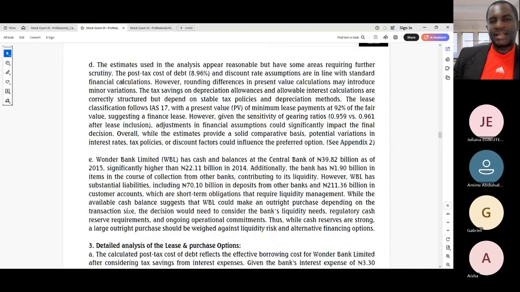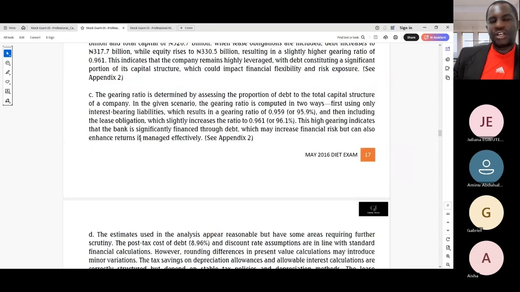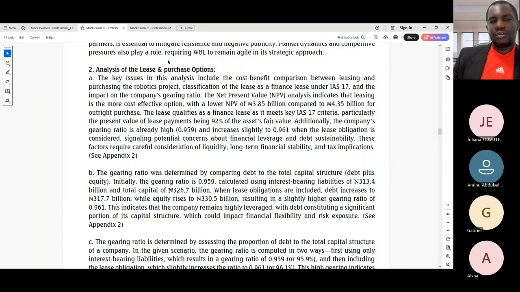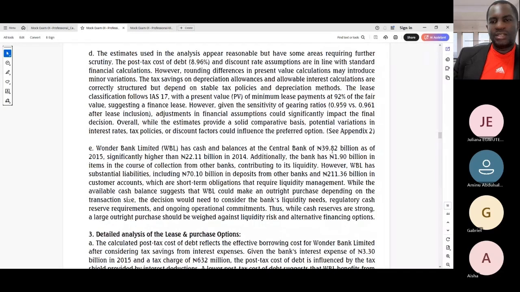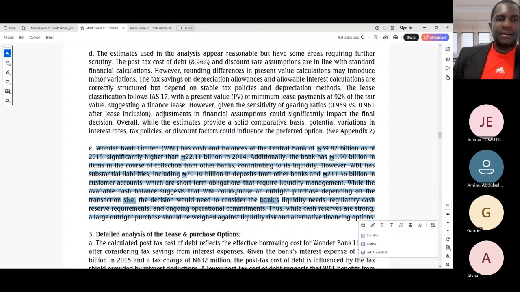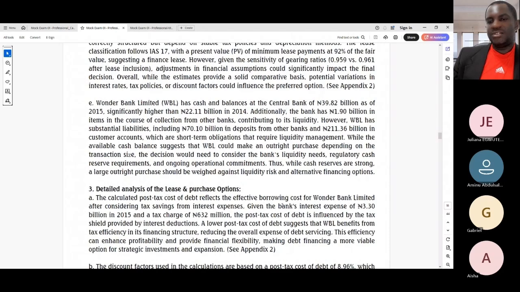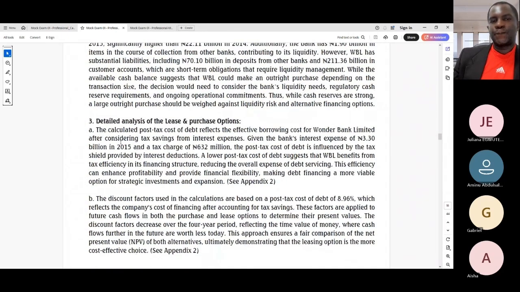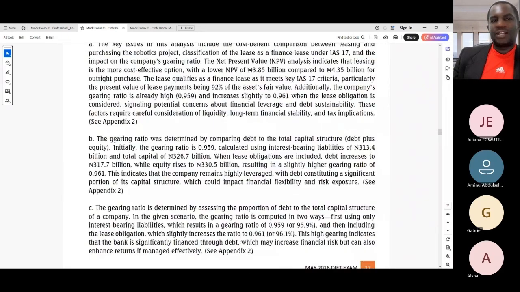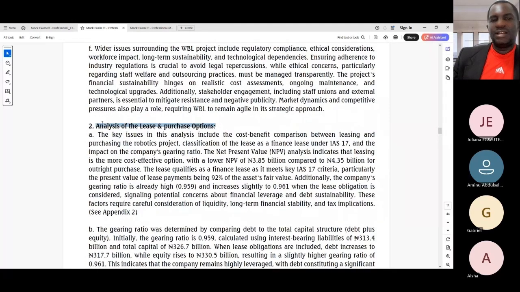So once you give 4 points under the analysis of the information or the professional tools, which is your lease and option, you move. But I give you another one on the cash balances of the company, if they can purchase this outrightly or not. Looking at it, so this is what I discussed here. If you want to buy it in cash or not leasing, do they have the money? So looking at this, I said the cash reserves are strong. A large outright purchase should be weighed against liquidity risk and alternative financing options. So we finished this main header or the second header on professional tools, which is analysis of the lease option.